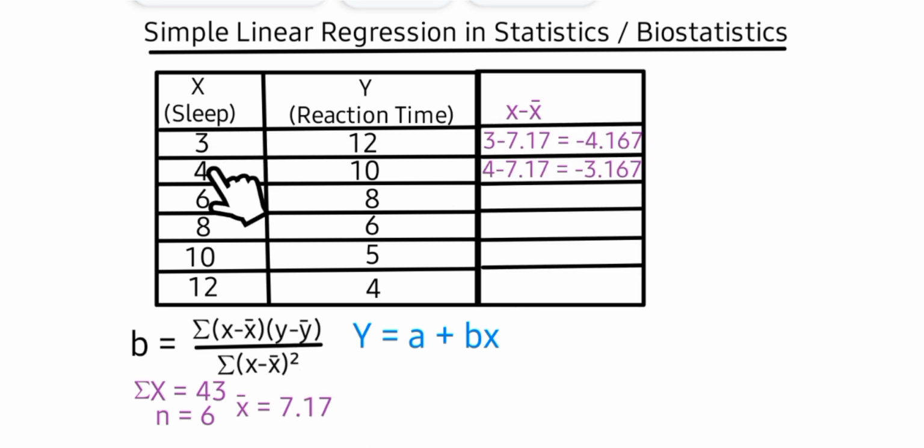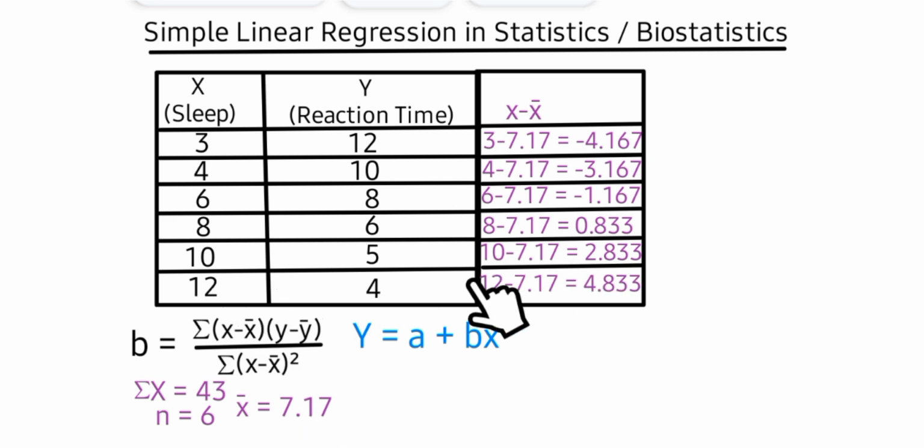Next is 4 minus 7.17. 6 minus 7.17 gives minus 1.167. 8 minus 7.17, 0.833. 10 minus 7.17, 12 minus 7.17.